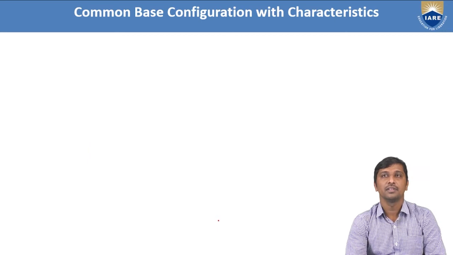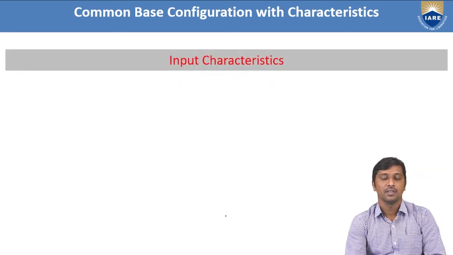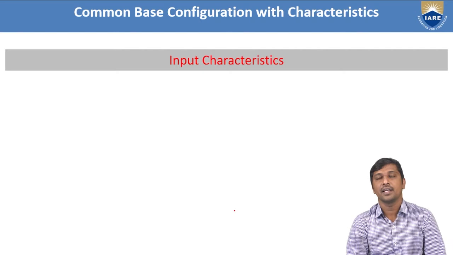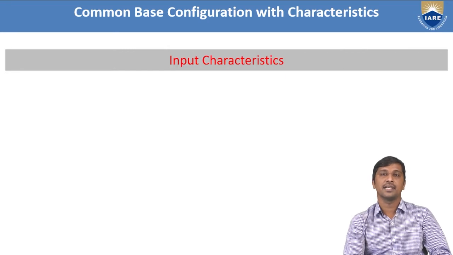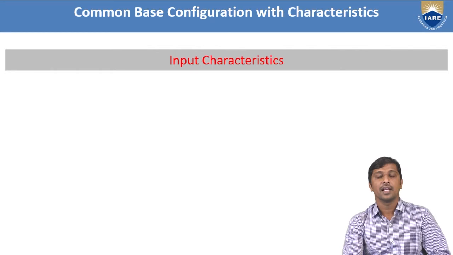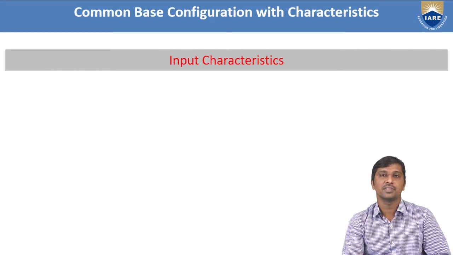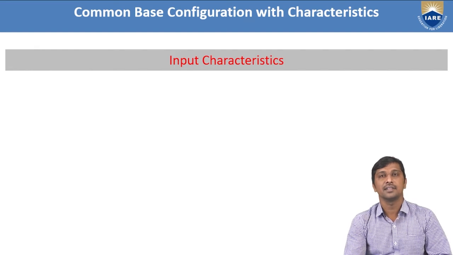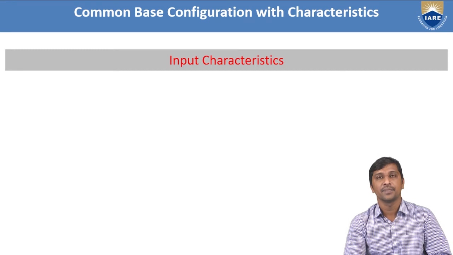Now coming to the input characteristics. In this case, we need to consider a common base configuration. To construct this common base configuration, we need to follow the biasing approaches. On the input side, we need to maintain that the input junction is forward biased, and on the output side, the collector base junction is reverse biased.